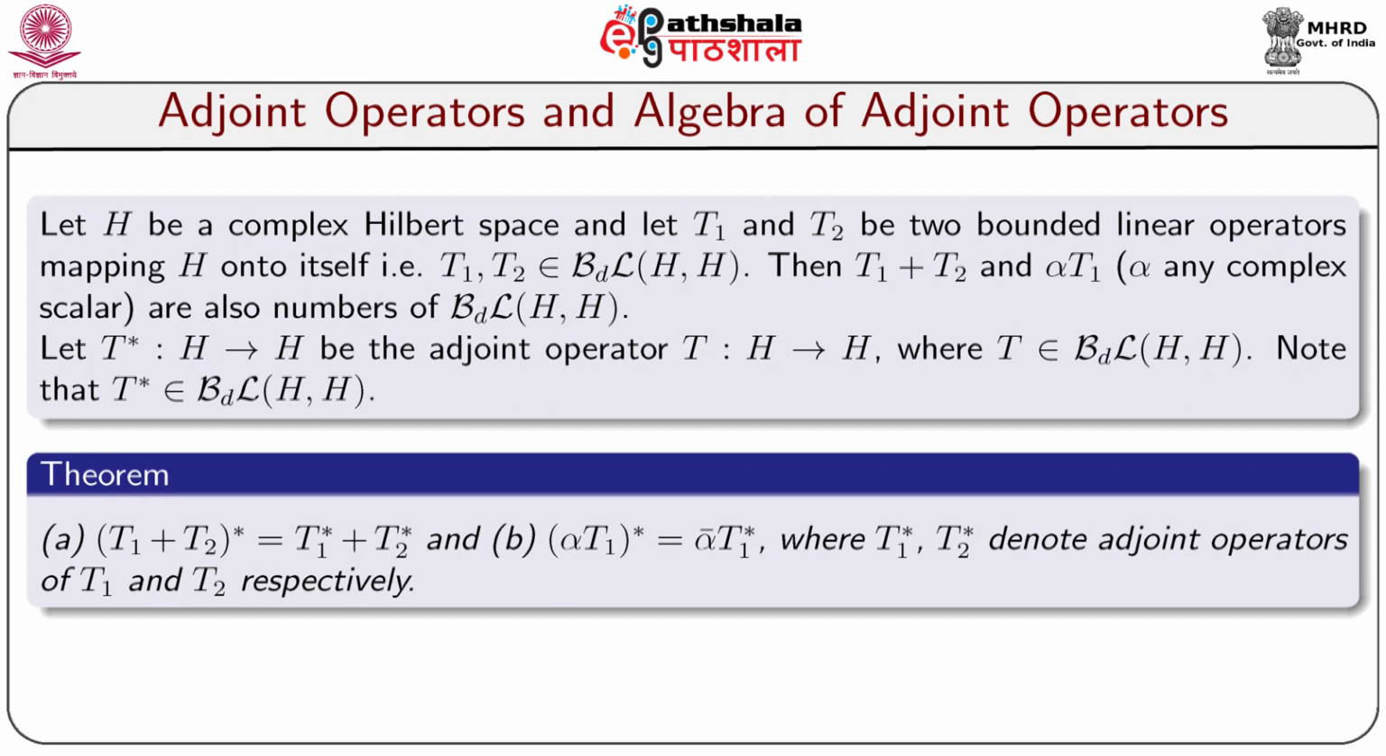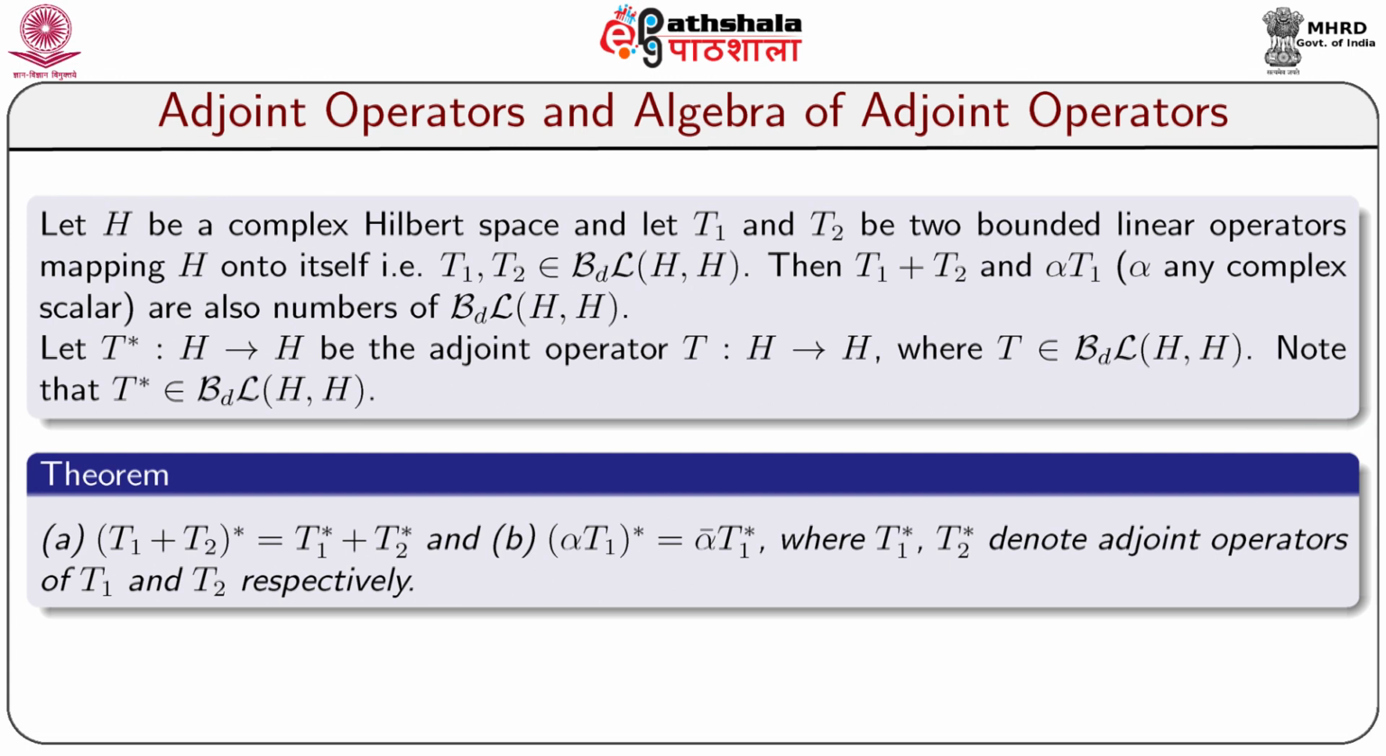Now, we are going to discuss the algebra of adjoint operators. Let H be a complex Hilbert space, and let T1 and T2 be two bounded linear operators mapping H onto itself. That is, T1, T2 belong to B(H). Then T1 plus T2 and alpha T1, where alpha is any complex scalar, are also members of B(H). Let T star from H to H be the adjoint operator of T from H to H, where T belongs to B(H). Note that T star belongs to B(H).